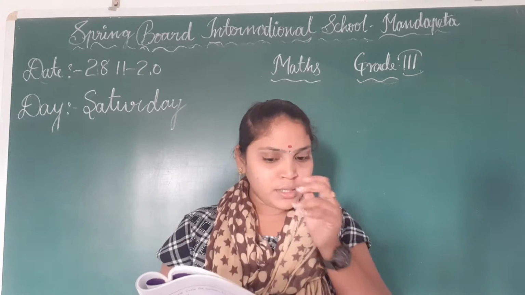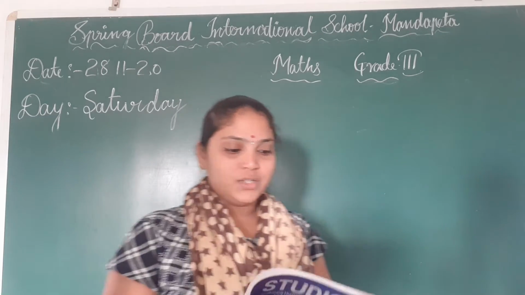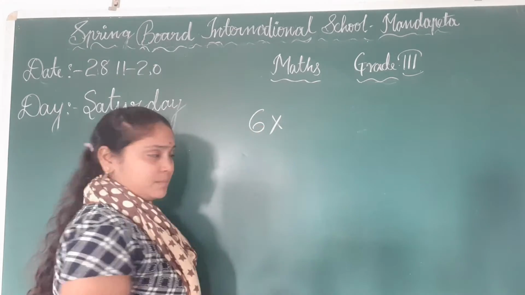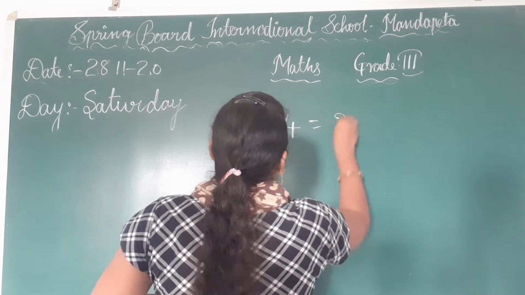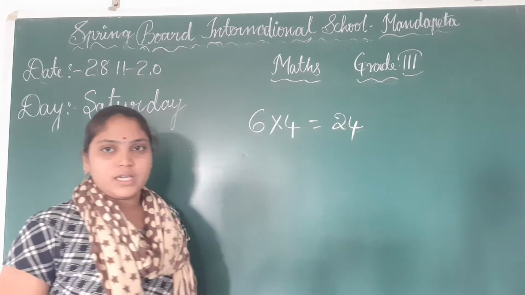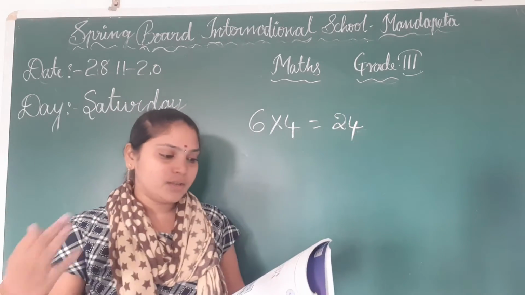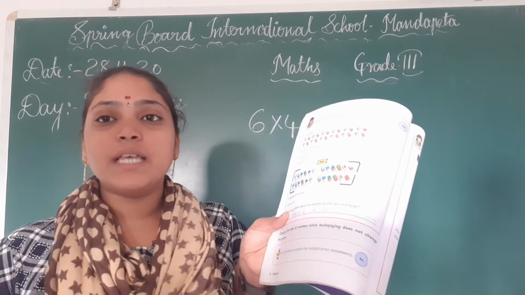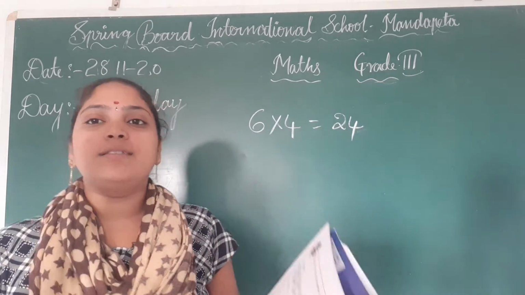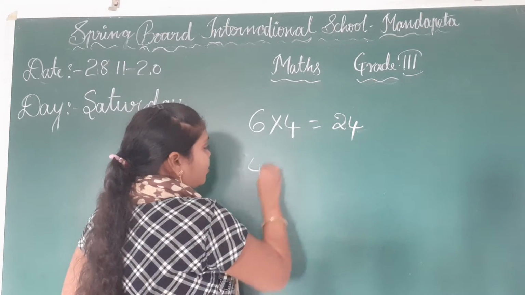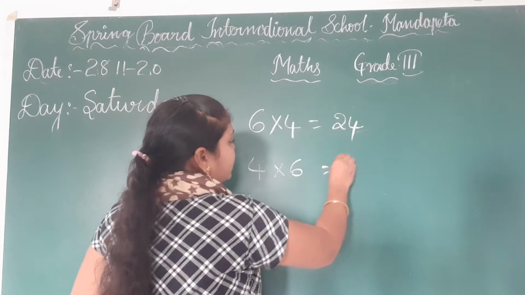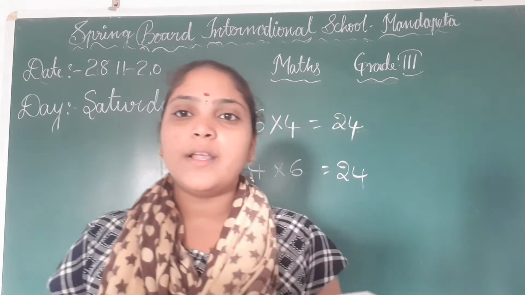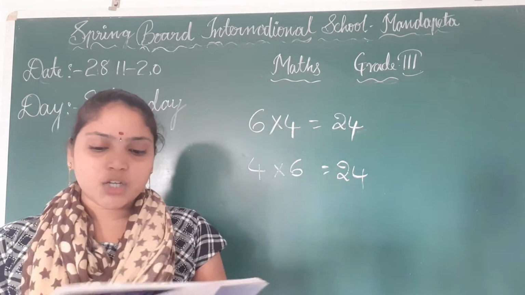Here, given 6 groups of 4 erasers. 6 groups of 4 erasers means 6 fours are 24. And in example 2, given 4 groups and each group has 6 erasers, which means 4 groups of 6. 4 sixes are also 24. 6 fours are 24 and 4 sixes are also 24.